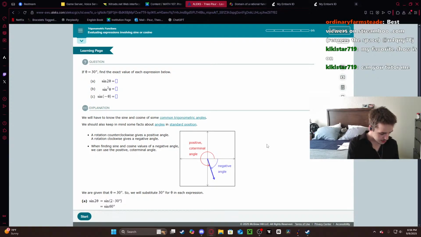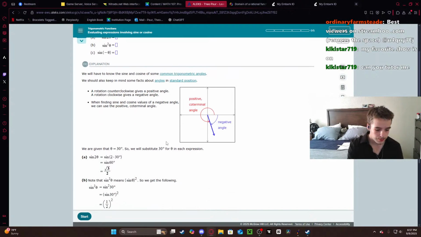Evaluating expressions involving sine and cosine. That takes us to page 64. It's a learning page. Told you guys, I'm not a liar. So that means you just have to look at this. We should also keep in mind some facts about angles in standard position.